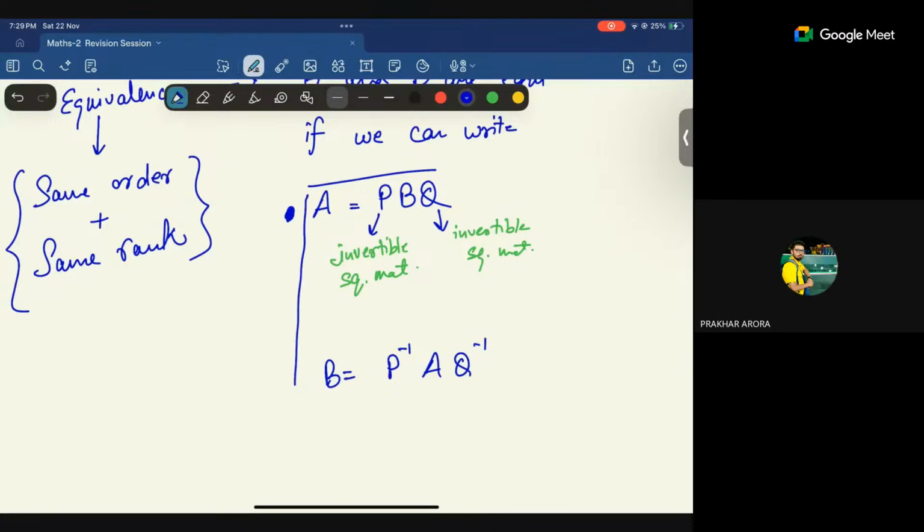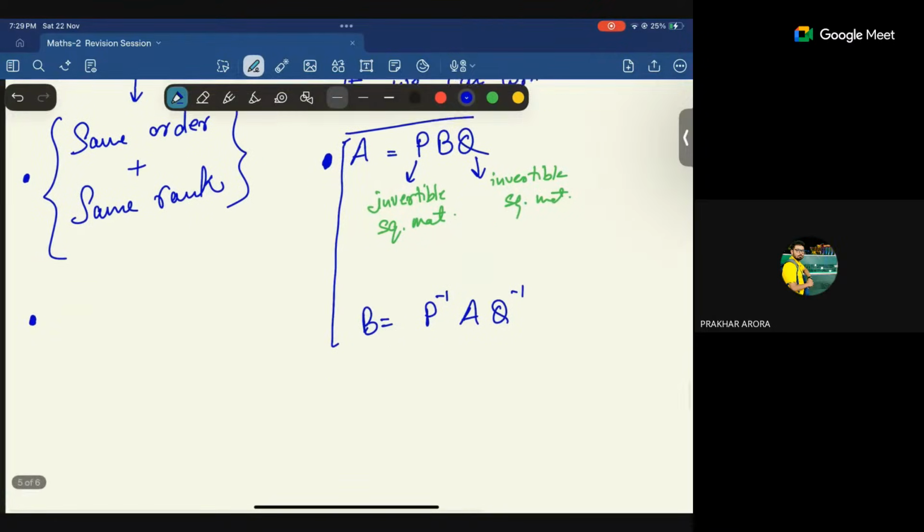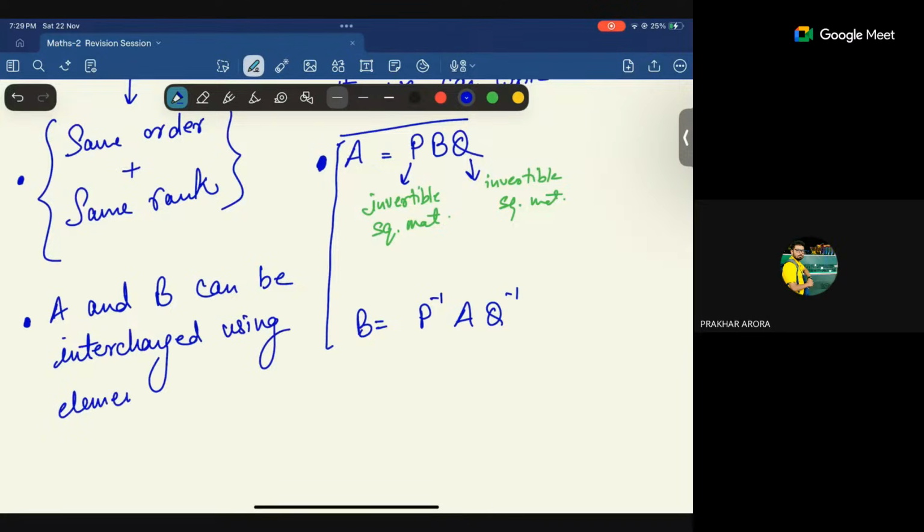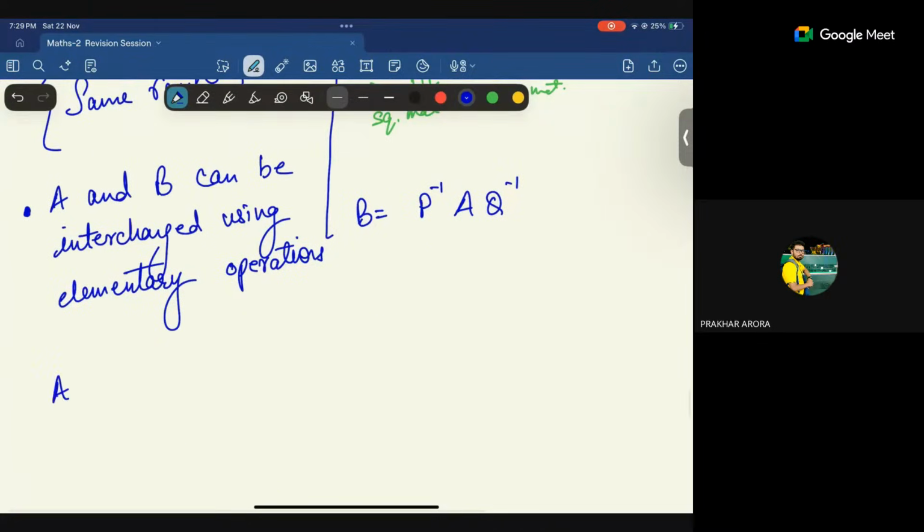This is one important property. Now one property you should know is that A and B can be interchanged using elementary operations.